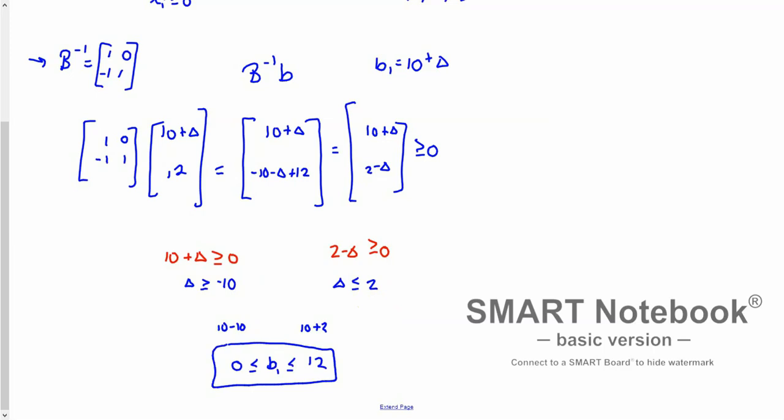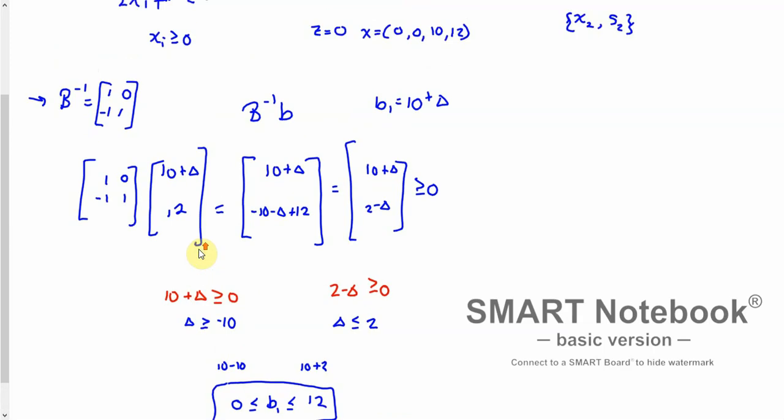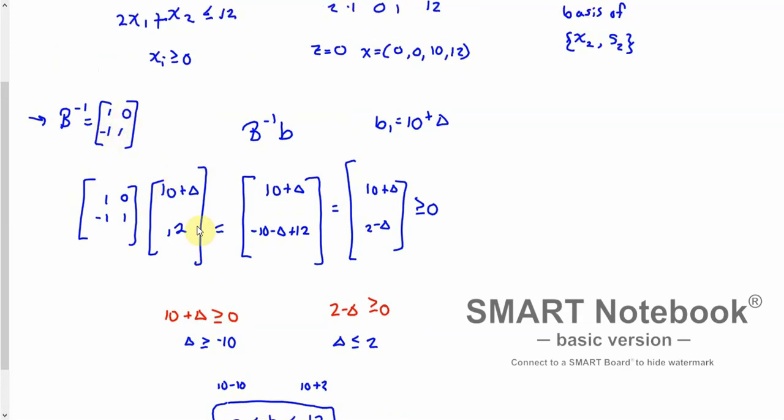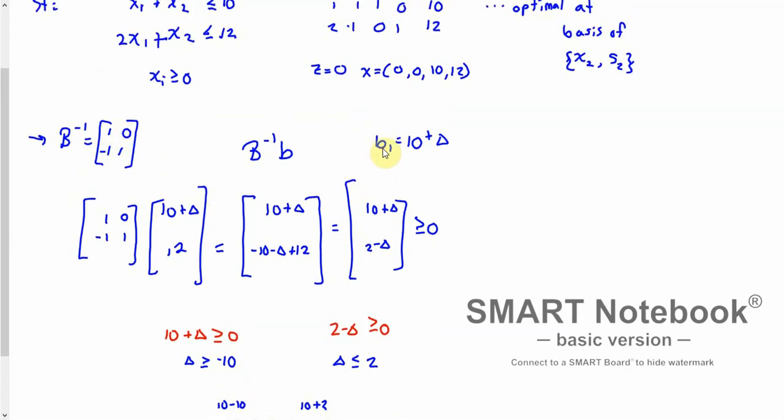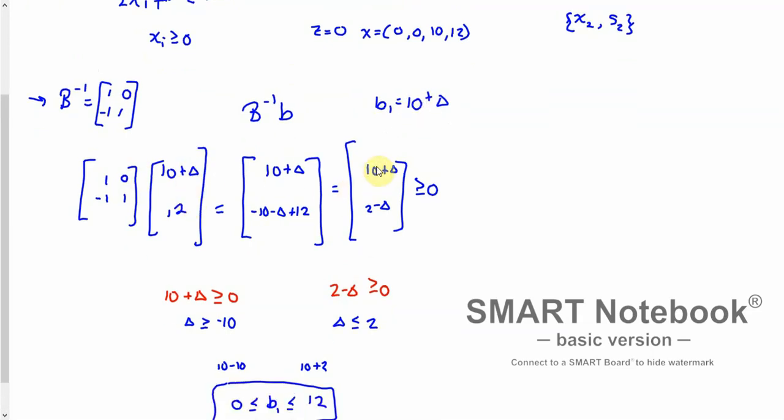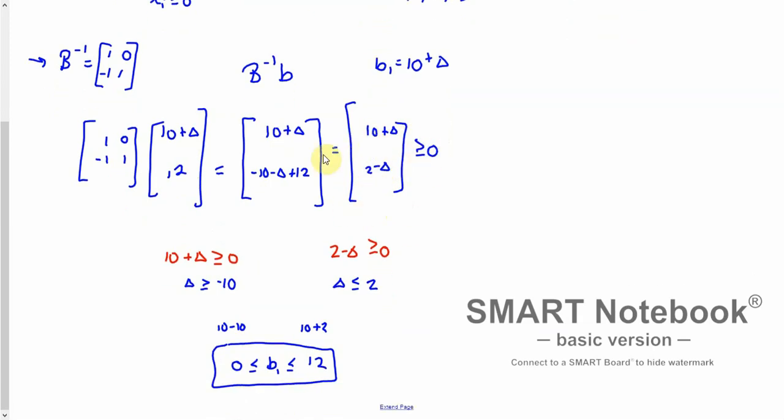Alright, and that's how you perform sensitivity analysis on a right-hand side. It's really easy, just b inverse times b. And the one we're performing sensitivity analysis on is going to be the original number plus delta. And you just do the matrix multiplication and say each of these pieces needs to stay feasible, so greater than or equal to 0. So after you do your matrix multiplication, see what delta can be, see what the change can be. The change can be down 10 or up 2. And that's all the values it can take.